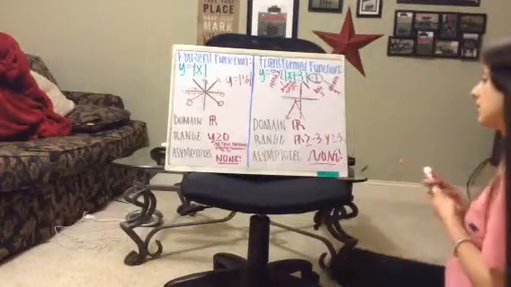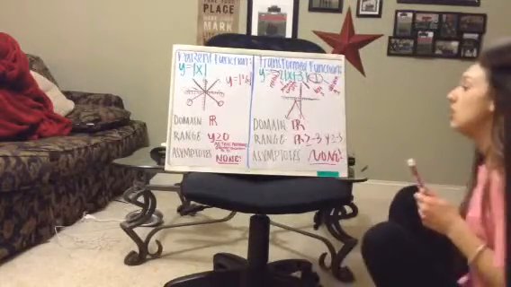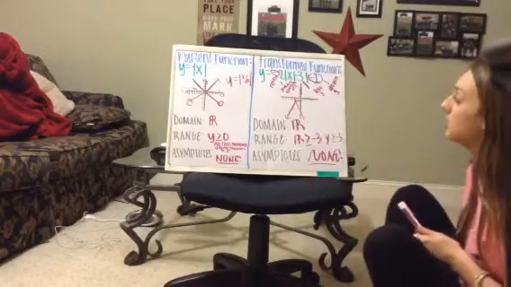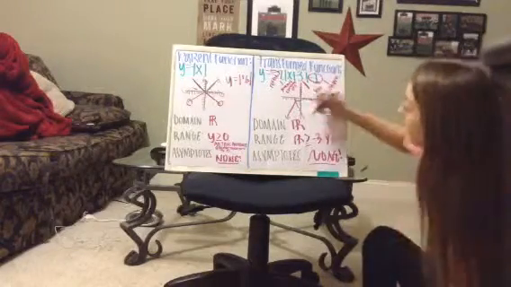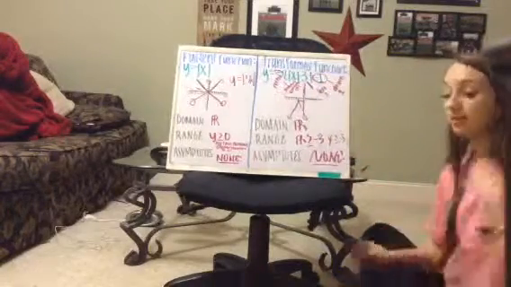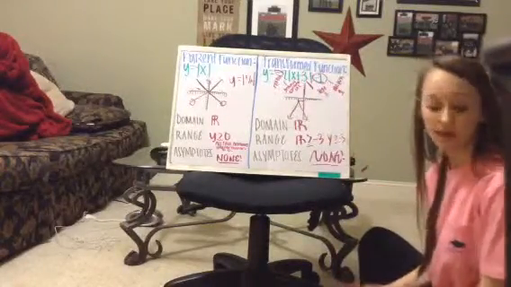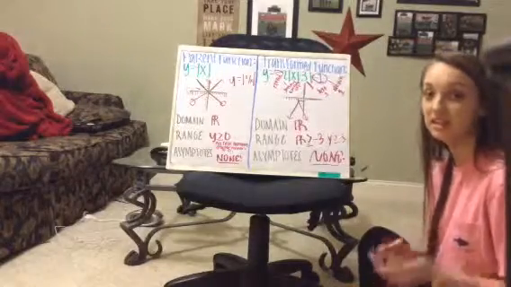Basically, in summary, I found the domain, range, and asymptotes, and I actually graphed the function. Graphing the function really does help a lot.